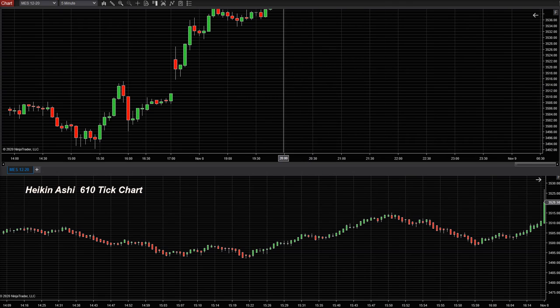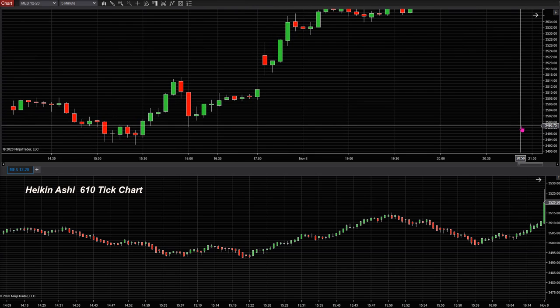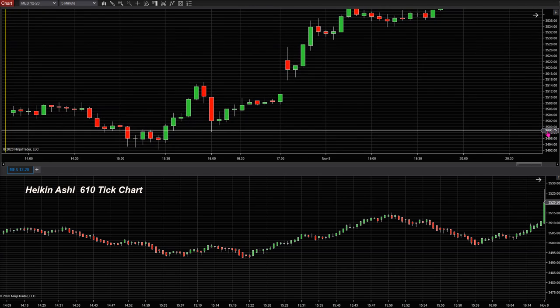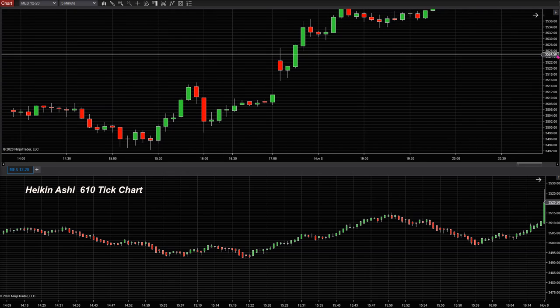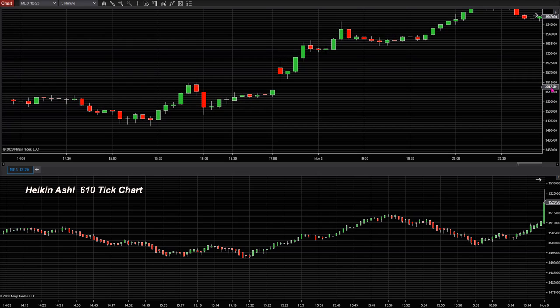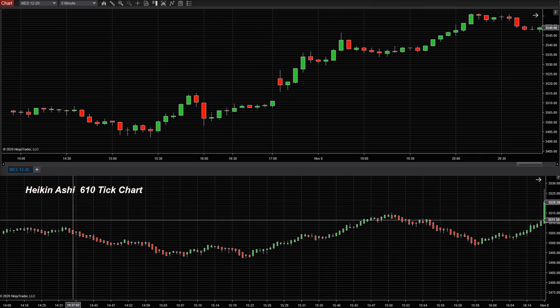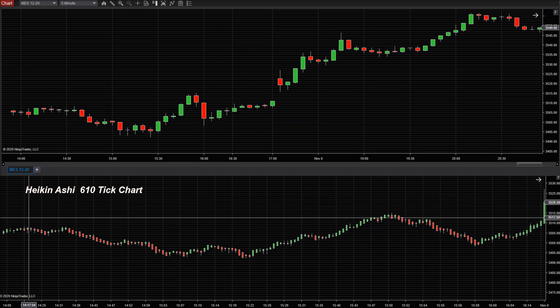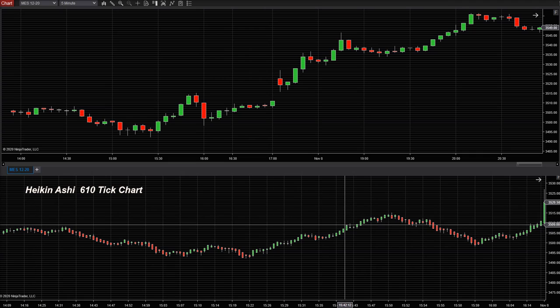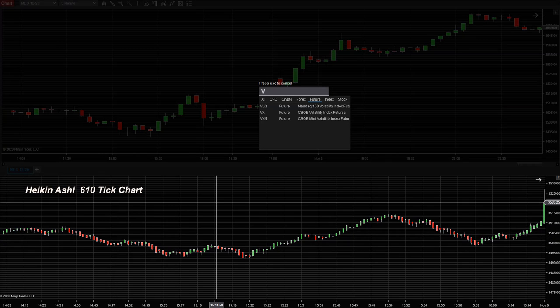So if I drag this over like this, bring it over like that, there, maybe that'll help. Still a lot of indecision there. And right off the bat, you can already see that there's a lot more information to take in on the Heiken Ashi tick chart.